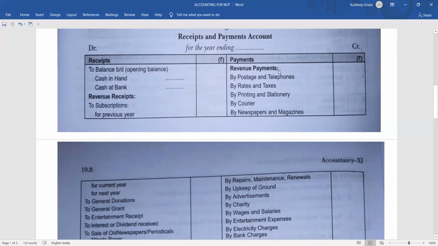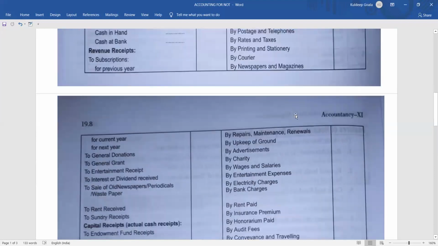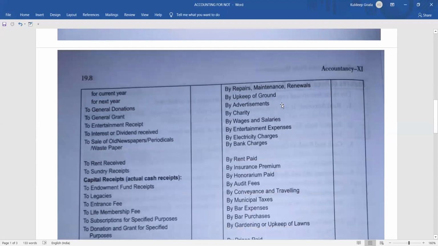Then coming to revenue payment. Here, postage and telephone, you all know. Rates and taxes mean certain taxes that you have to pay. Printing and stationery means buying of copies, books, pens, all this. Courier charges, you all know. Then newspaper and magazines. Repair, maintenance, and renewal means for repairing, maintaining or renewing the building, or cleaning, keeping the organization clean.